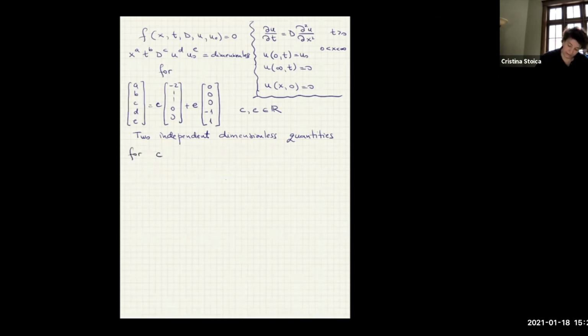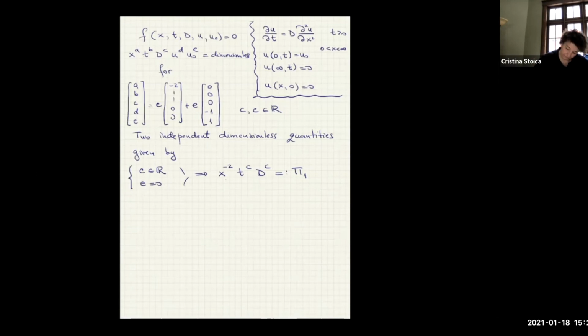For C, let's say we put C in R and E 0. For this choice, we get X to the minus 2C, T to the C, and D to the C. Let's call this dimensionless quantity 1, so pi 1.